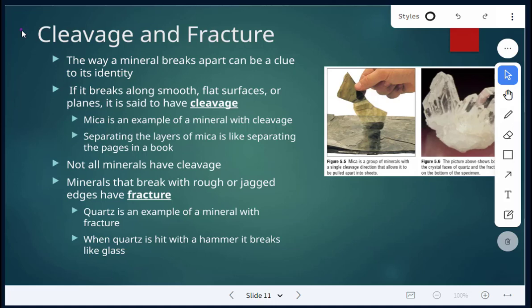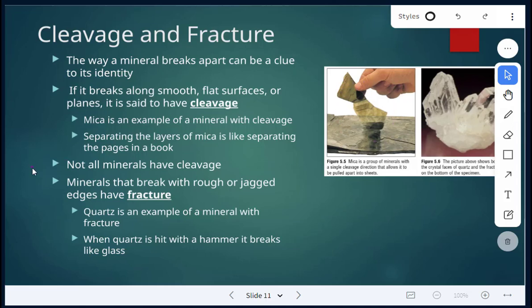The next property we can use is cleavage and fracture. So this is the way a mineral will break apart. So if it breaks along smooth, flat surfaces or planes, then it's said to have cleavage. Mica is an example of a mineral with cleavage. We can separate layers. It's like separating the pages in a book.